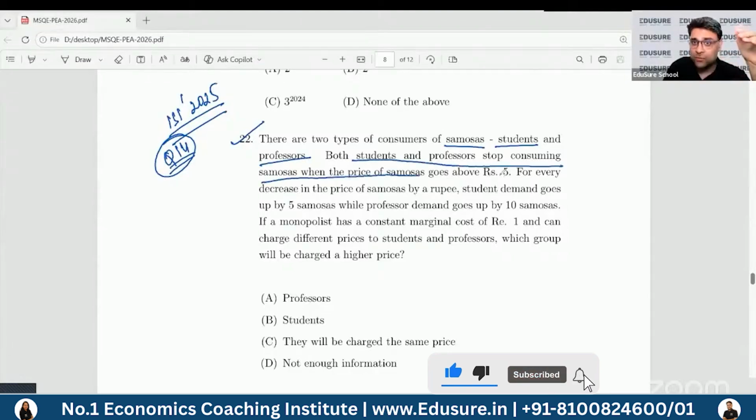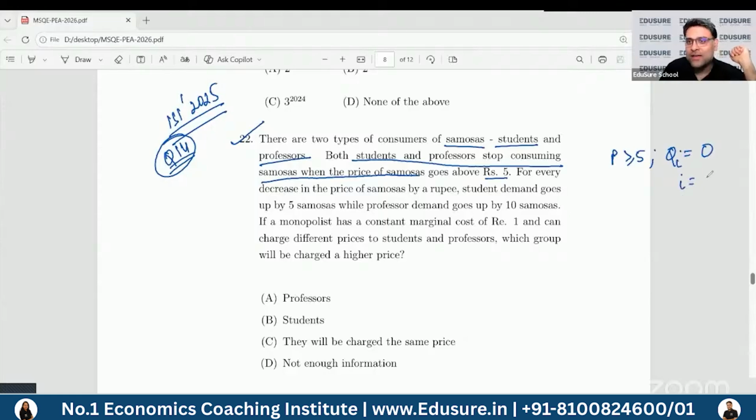Okay. There are two types of consumers of samosas: students and professors. Both students and professors stop buying at price greater than or equal to 5, so quantity is equal to 0. Quantity i is equal to 0, where i is student or professor. I am writing S for student, P for professor.